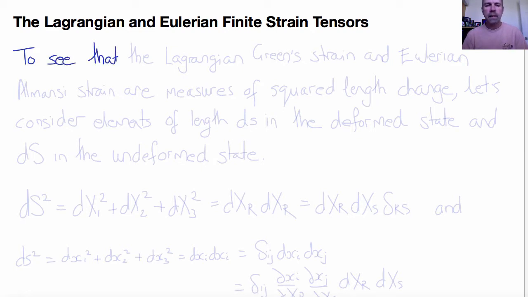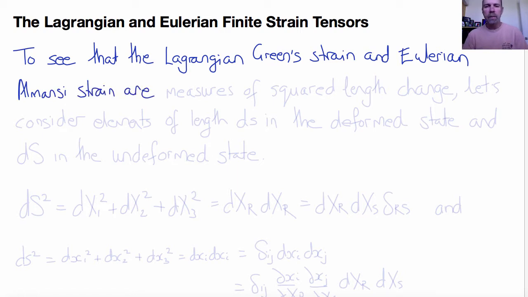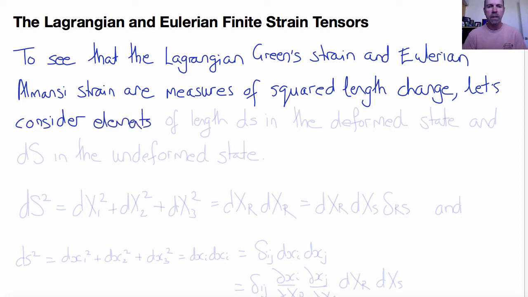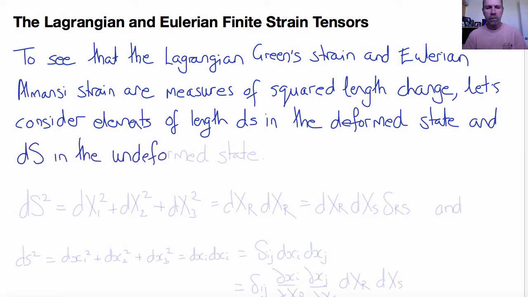But first, let's demonstrate that, as we said last time, the Lagrangian Green strain and the Eulerian Almansi strain are respectively Lagrangian and Eulerian measures of squared length change with respect to undeformed squared length. The square comes about from the fact that we needed to take F transpose F or F F transpose to eliminate the rotation and be left with something that only depends on stretch. You can think of this as being a consequence of Pythagoras's law. So we'll consider elements of length d little s in the deformed state and d big S in the undeformed state.